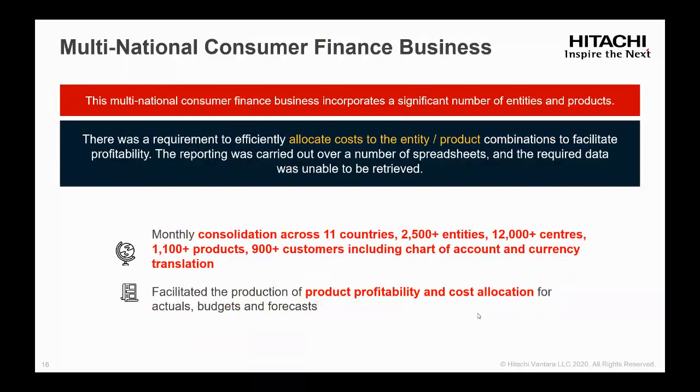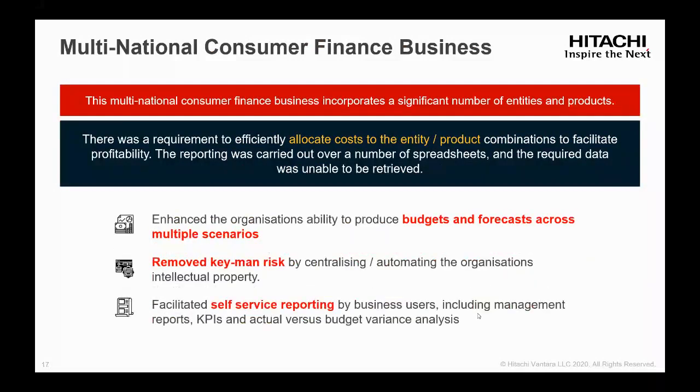Again, their main focus was customer, well, it was mainly product profitability, and there was an extensive cost allocation engine that we built into it that ran across actuals, budgets, and forecasts to deliver the profitability outcomes that they were chasing. Similarly, budgets and forecasts was a big aspect of the requirement for them, key man risk and the self-service reporting.